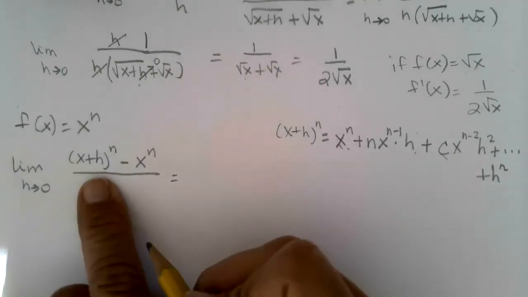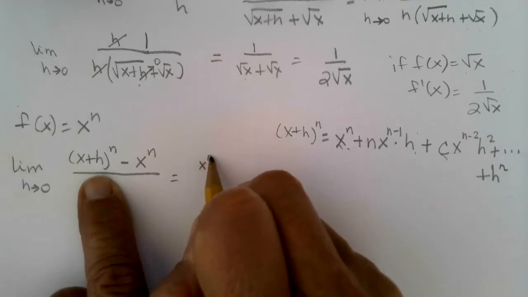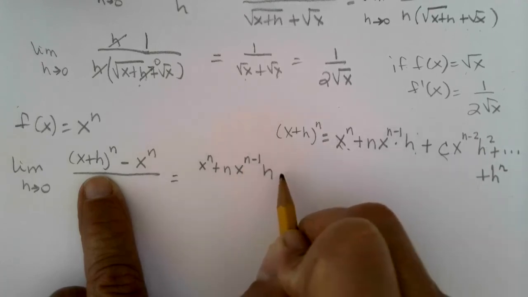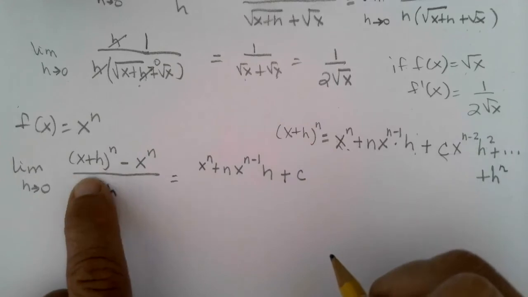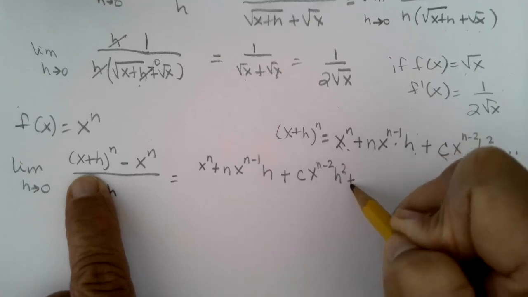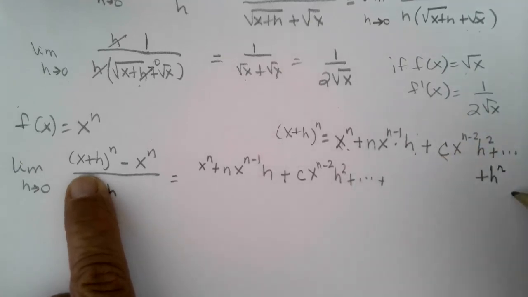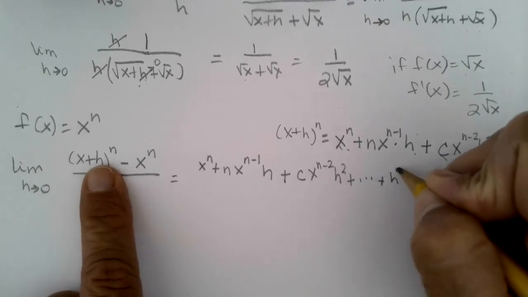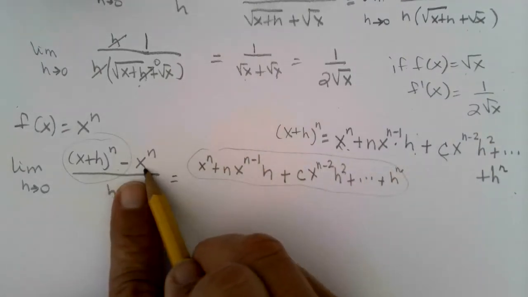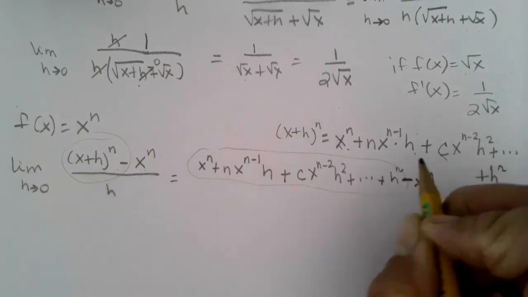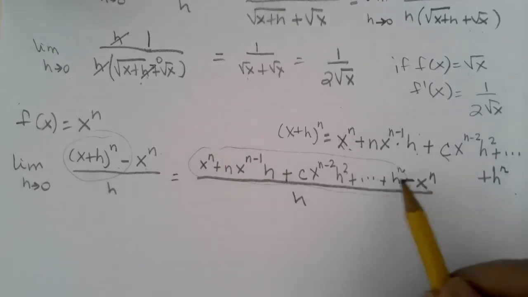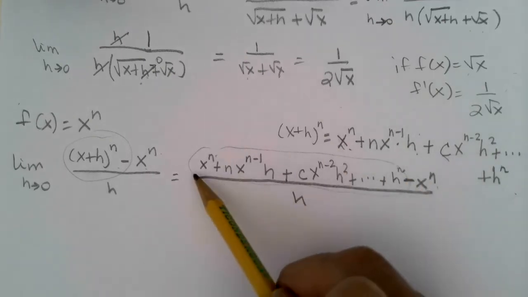So again, if we expand our binomial, we're going to get x to the n plus n x to the n minus 1 h plus some constant c, I'm just expanding this out, x to the n minus 2 h squared, plus a bunch of stuff, plus my final term for expanding this, h to the n. And now we have to subtract off x to the n, and we're dividing by h. Okay, look what happens. I have an x to the n and a minus x to the n, so those are going to cancel.